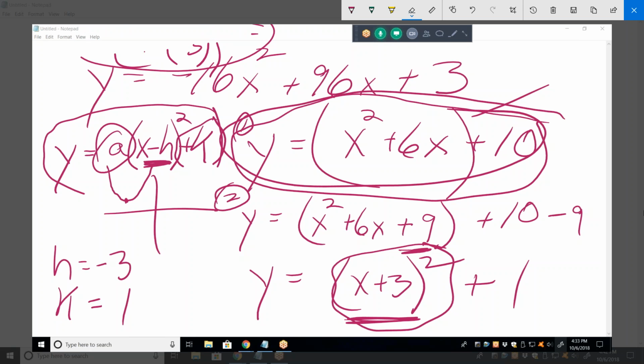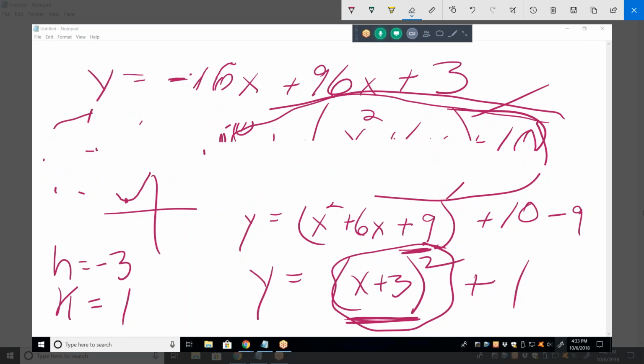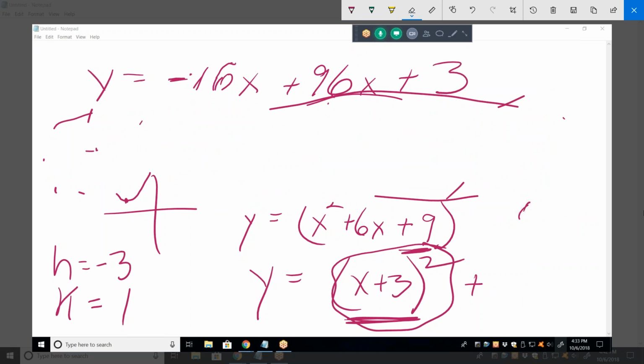The only reason it's harder is bigger numbers. I don't know why they would do that to you, but when you're trying to learn something, you don't need big numbers to make it harder. It was -16x squared, right? Yes. Correct. Sorry.